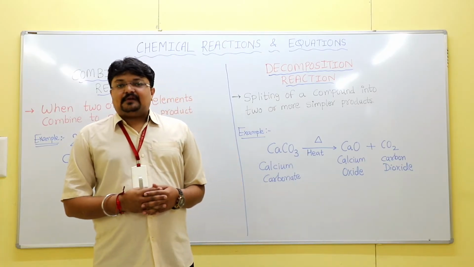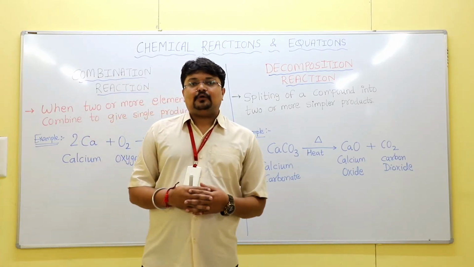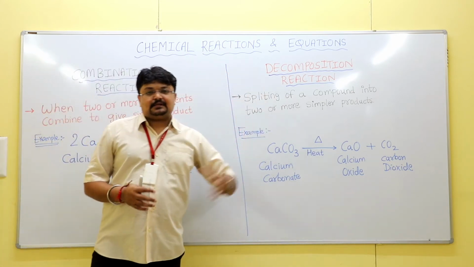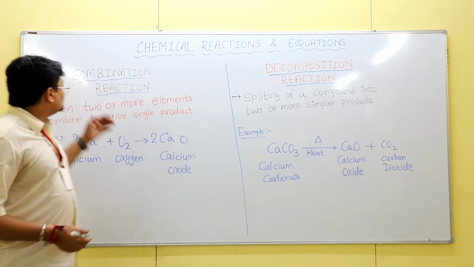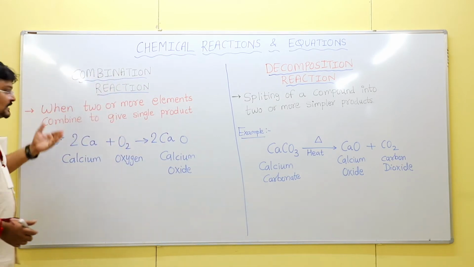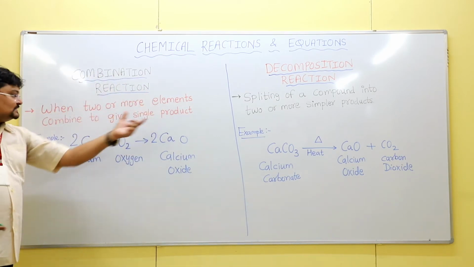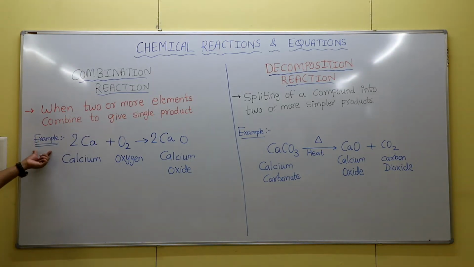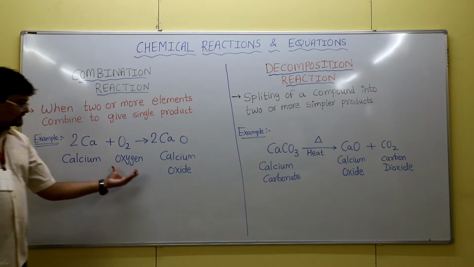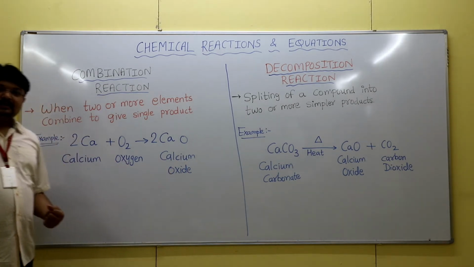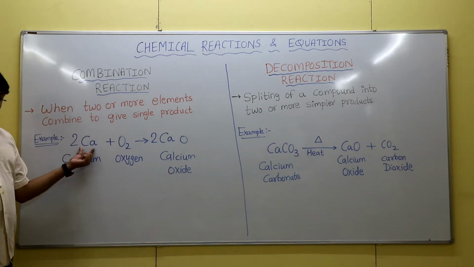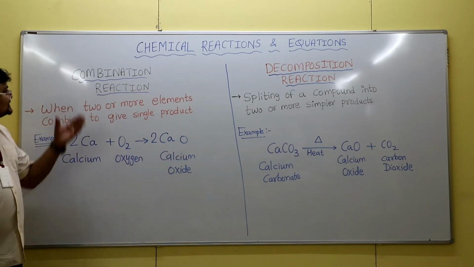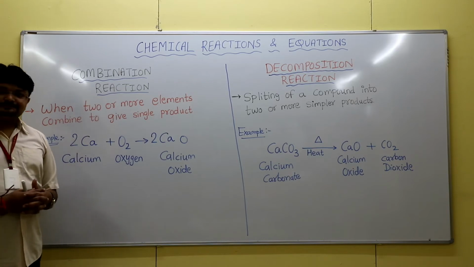Under the types of reaction, initially we are going to understand two types. One is combination reaction, another is decomposition reaction. What is combination reaction? Combination reaction means when two or more elements combine to give one single product. For example, when calcium reacts with oxygen, it forms calcium oxide. So in simple terms, here calcium combines with oxygen to form calcium oxide. So this is a type of combination reaction.